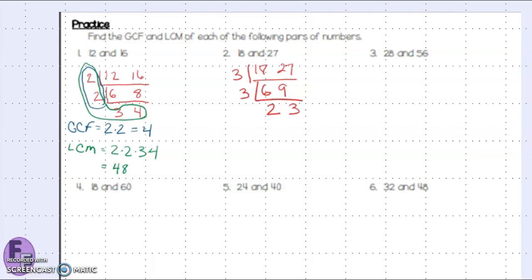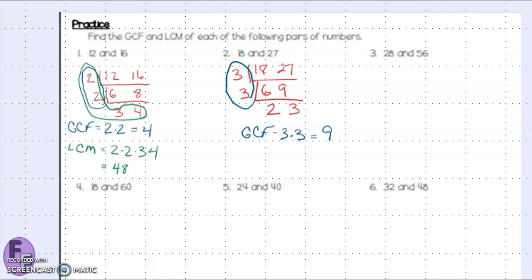Now I'm going to look for my greatest common factor. I simply multiply the two numbers on the outside. So my GCF is 3 times 3, or 9.